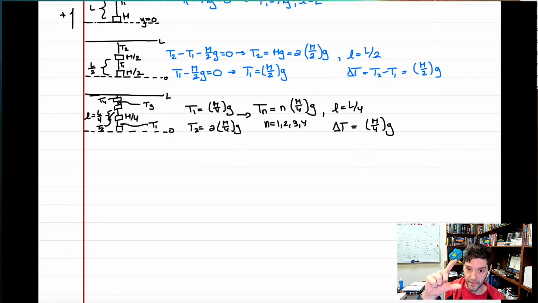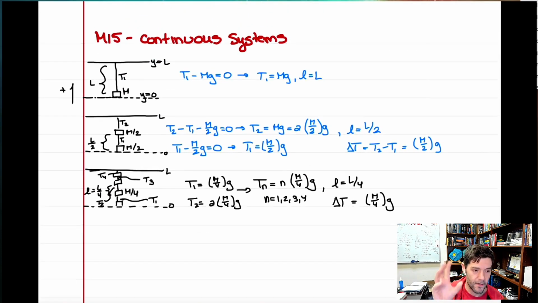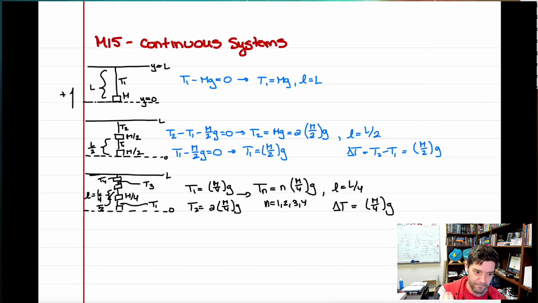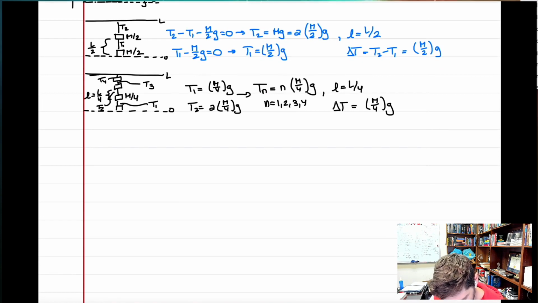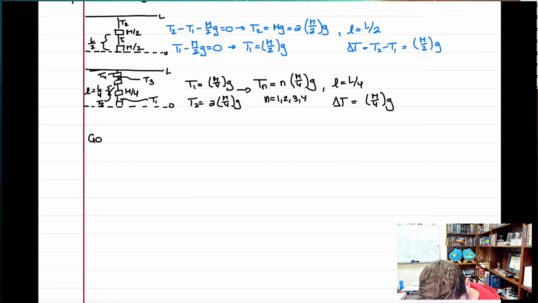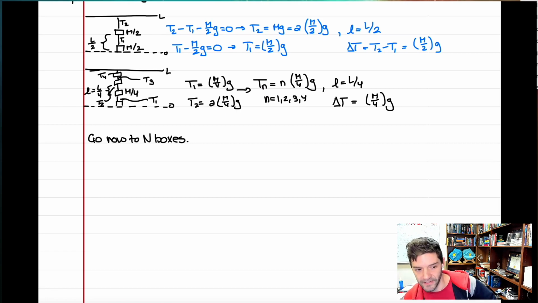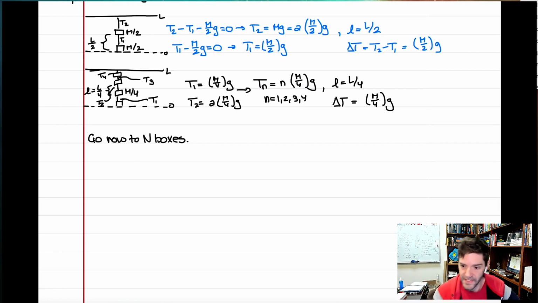But all the while, the length of each piece of rope is shrinking to smaller and smaller distances, and the mass of each box is also shrinking. So where in the top case, all the mass was concentrated as a bob at the bottom, as we've gone from 2 to 4, the mass becomes more uniformly spread out across the entire length L. So you can probably see where we're going with this. Go now to capital N boxes. And we've established a pattern, so I can just write down the answers without figuring this out.